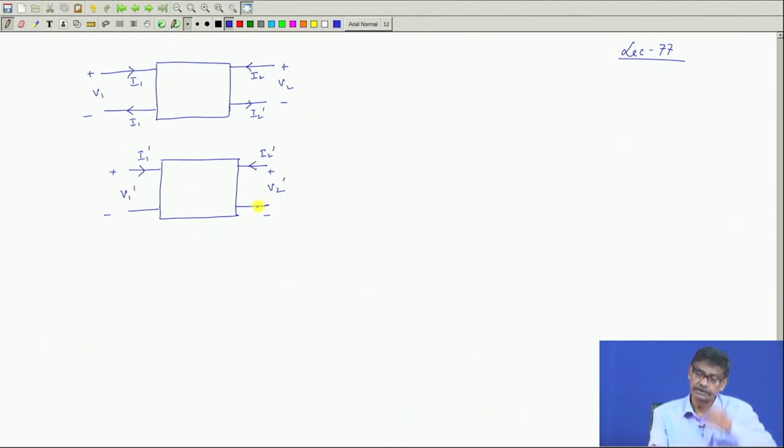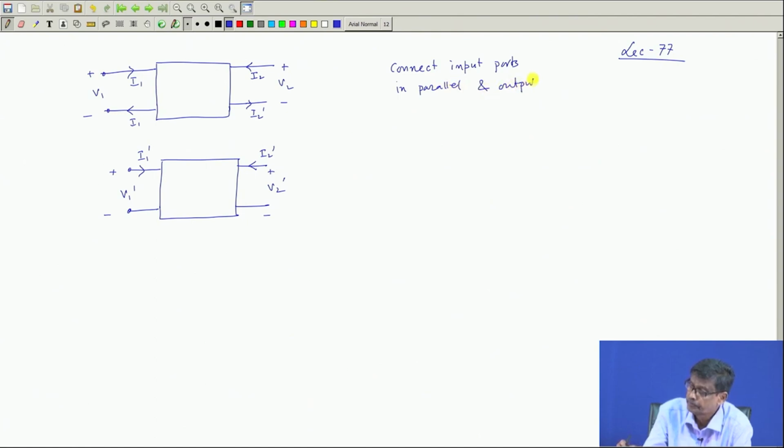These two networks, when we say we will connect them in parallel, we mean that, of course, two sources can be connected in parallel. For example, the input ports should be connected in parallel, plus with plus, minus with minus, and that is, connect input ports in parallel and output ports in parallel. Connection.